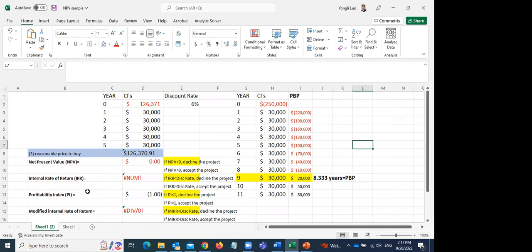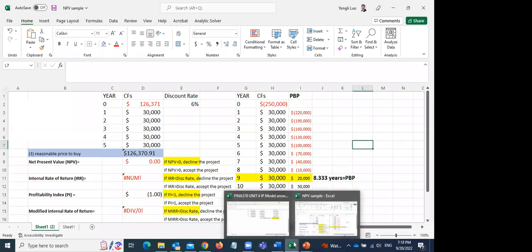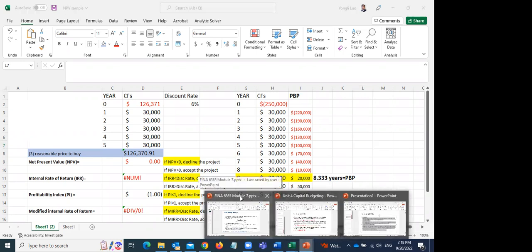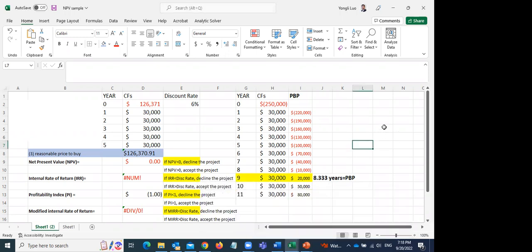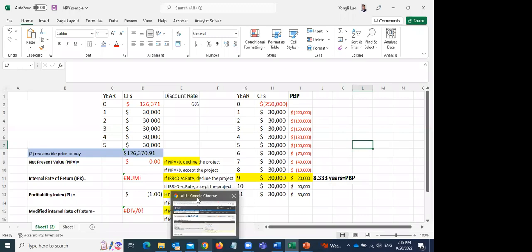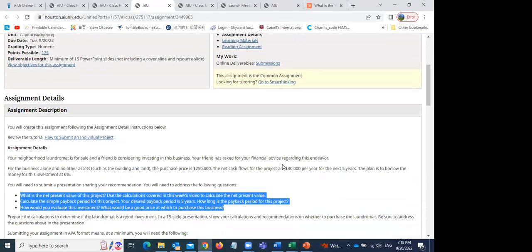The others, like internal rate of return, are not required for this project, but I presented them because I think it might be helpful, because other textbooks tell you there are other ways to do capital budgeting. So you just showed us different ways. Yes, that's right.